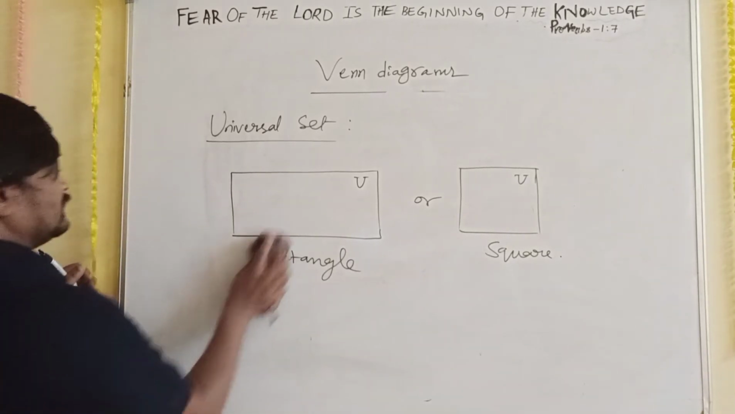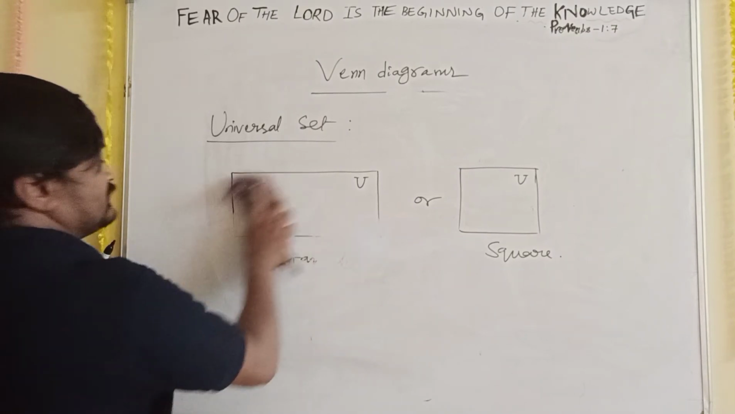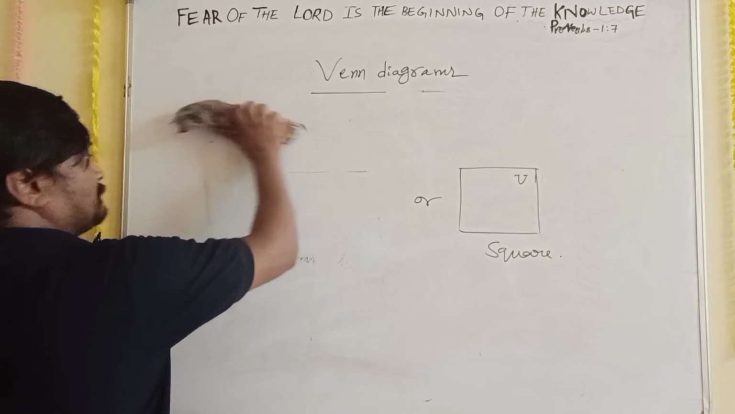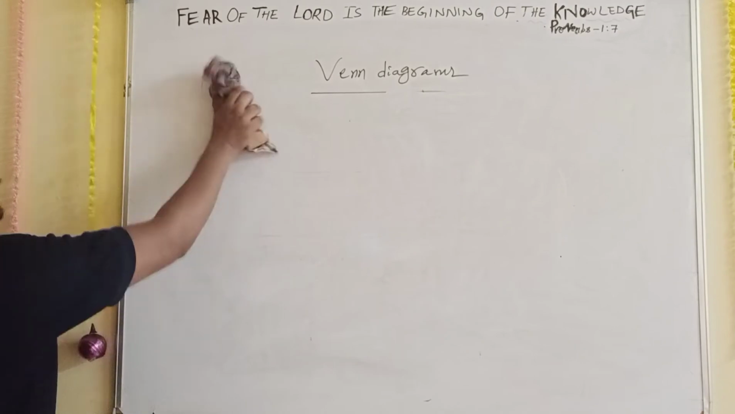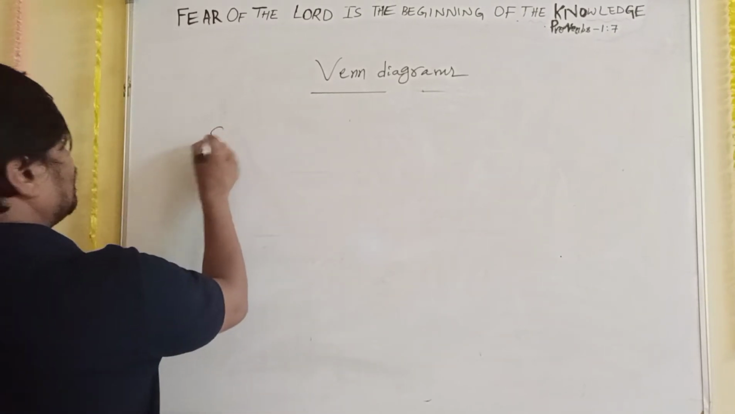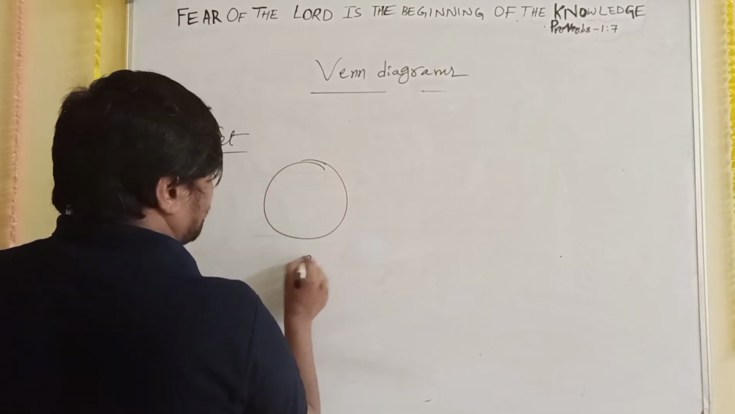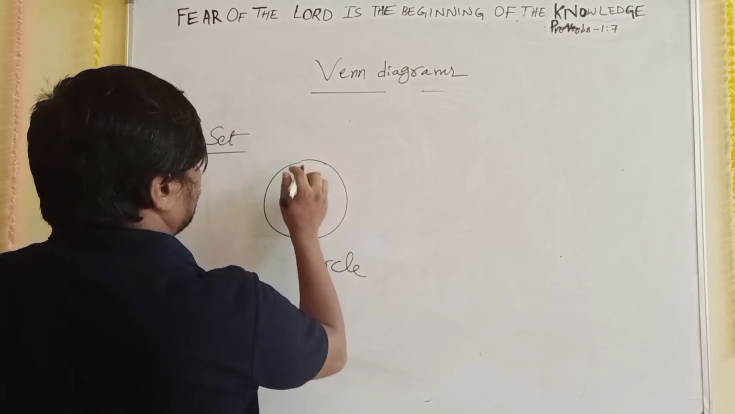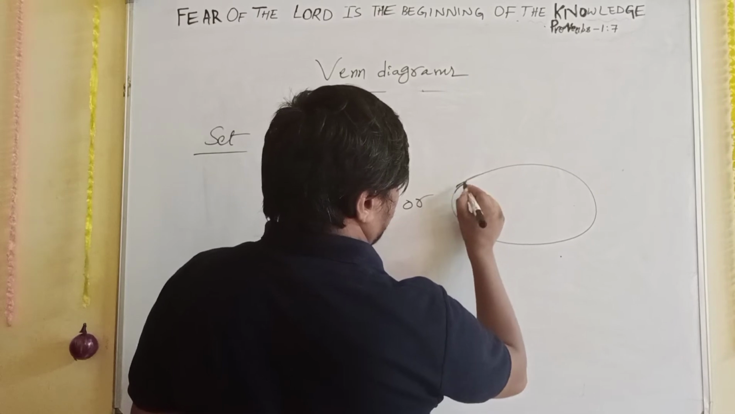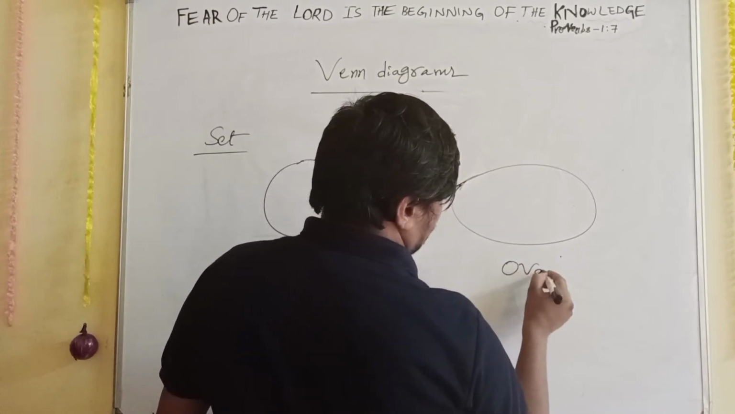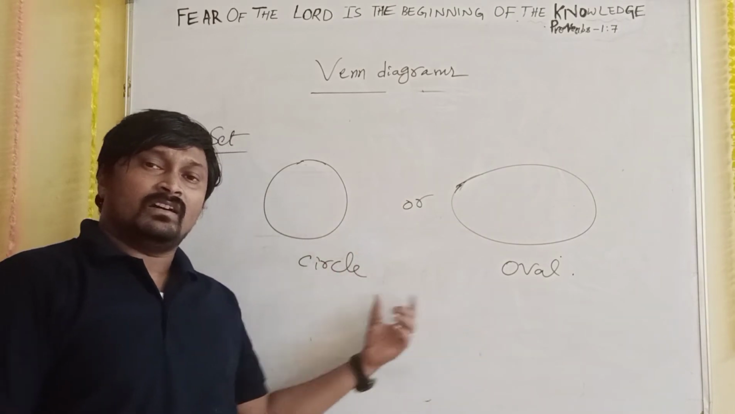Now we'll discuss how to represent a set. Any set will be represented with a circle or an oval shape. Listen to this carefully: a set is represented with a circle or oval shape.